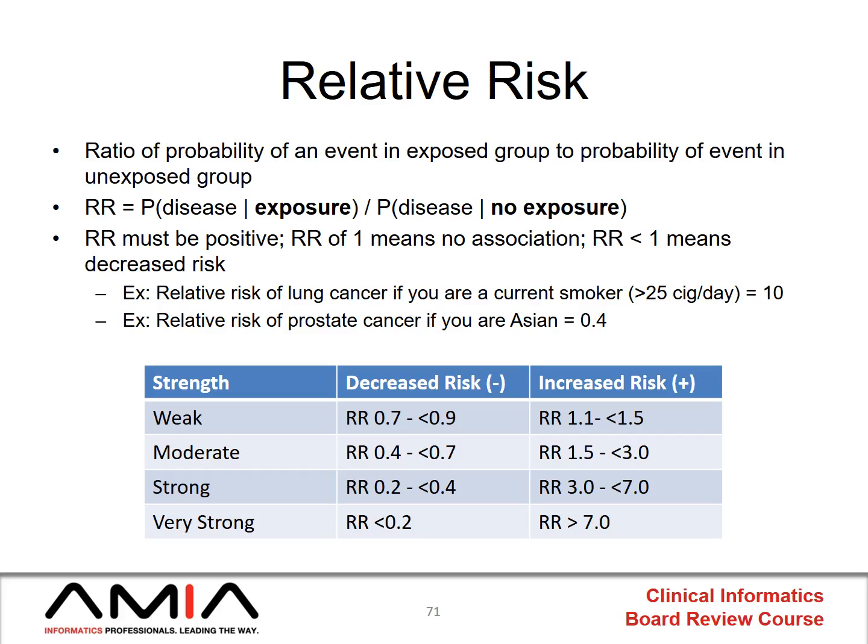Another example, this is one where there's a decreased risk or a protective effect: the relative risk of prostate cancer if you are Asian is 0.4, that's less than 1.